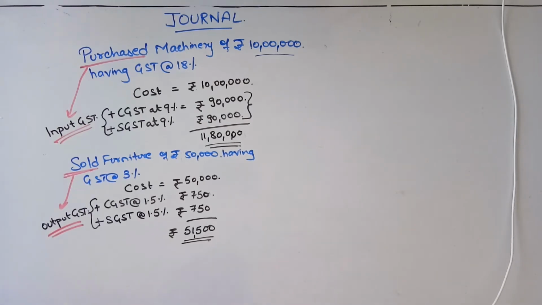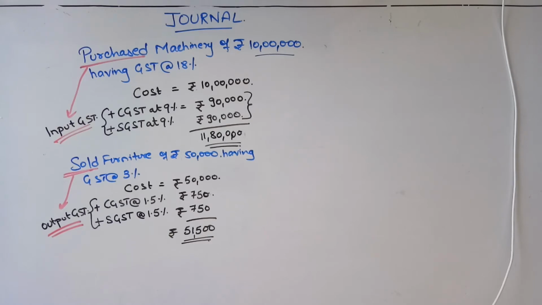Now give me 1 minute. I just need to know what will be the transaction, what will be the journal entries we will be passing for both these transactions. Tell me the journal entries. First, tell me the journal entry ignoring the GST. For example, there is no GST. Purchase machinery of rupees 10 lakhs. Firstly, tell me, is it a cash purchase or a credit purchase?